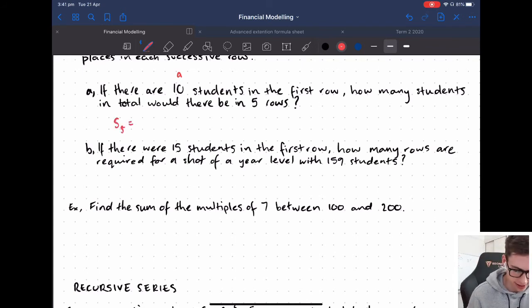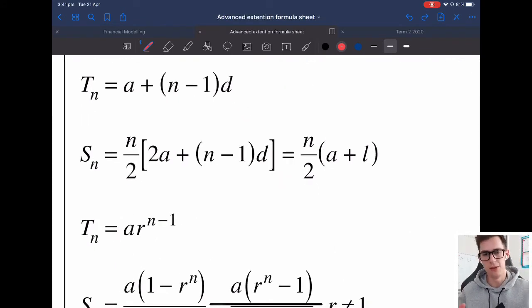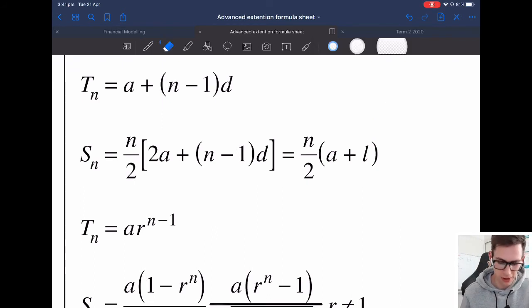Now to find that, we need a couple of things. We can go to our formulas. Do we know the first and the last term? No, because that would tell us where it ends up. That would be T5 in that case. So if we knew how many people are in the 5th row, we could use that formula there. But we don't have that.